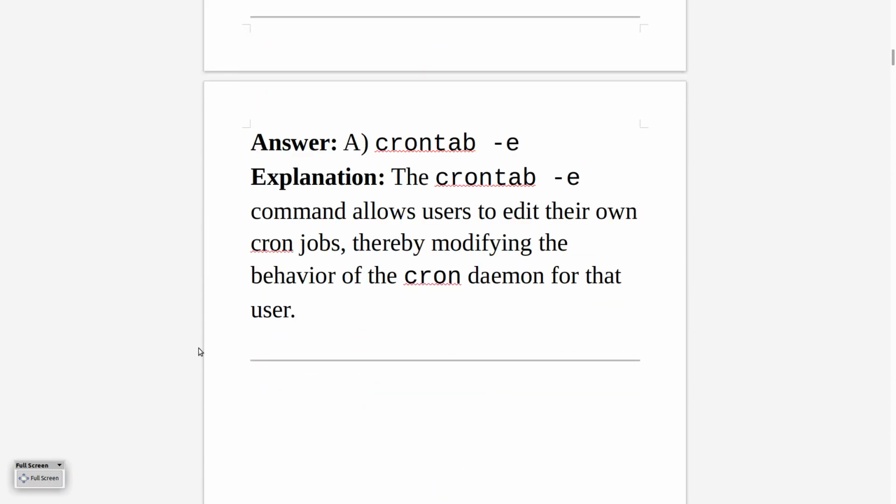Let's have a look. I was right. Answer is A, crontab -e. This command allows users to edit their own cron jobs, indeed, thereby modifying the behavior of the cron daemon for that user. Okay, so e must mean edit. But note to self, go revisit crontab.